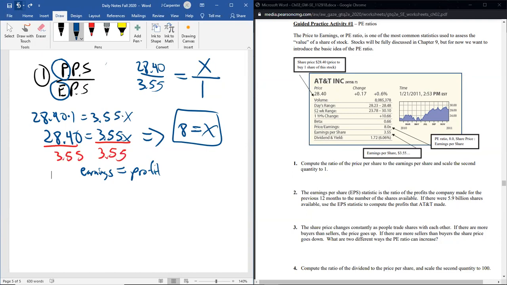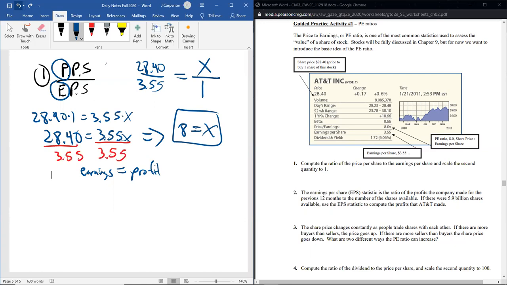So the earnings per share is the ratio of the profits, aka earnings, the company made for the previous 12 months, for the previous year. That 12 months is not going to have anything to do with the problem, to the number of shares. Profits are earnings, shares are shares. So we're doing profits divided by shares. The word per means the second thing is in the bottom. If there were 5.9 billion shares available, use the EPS statistic given to compute the profits that AT&T made.